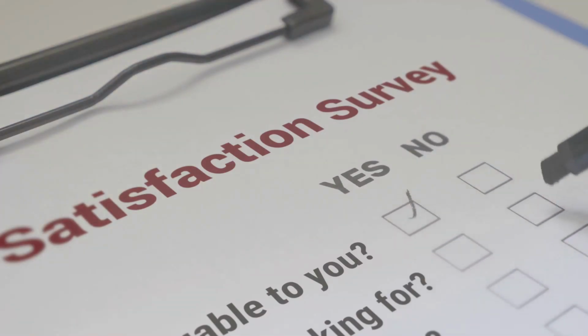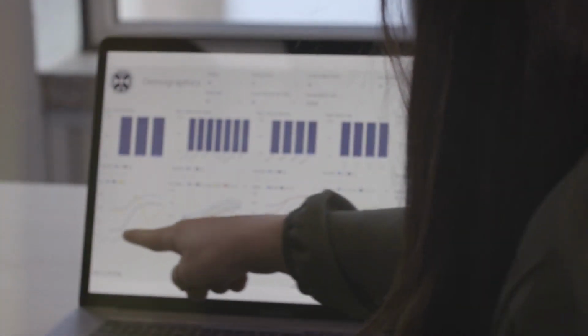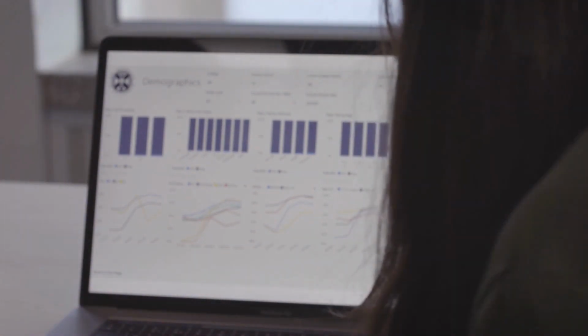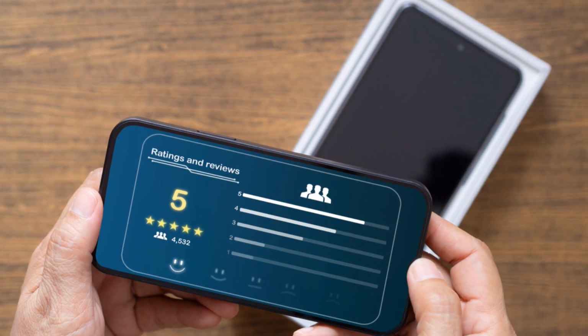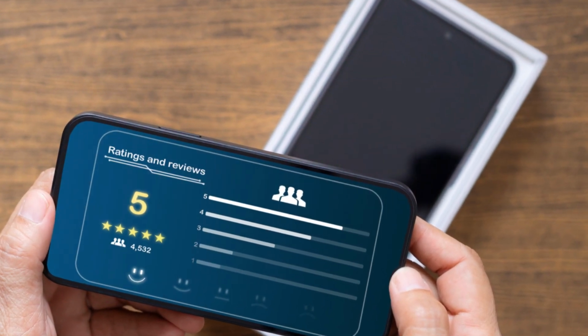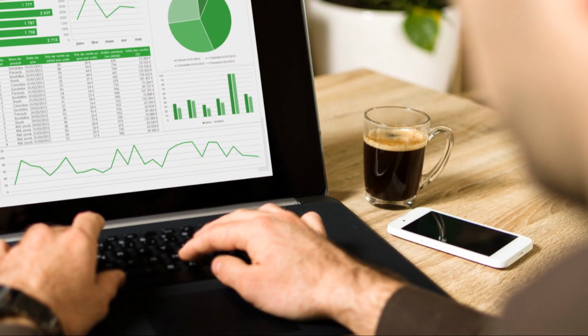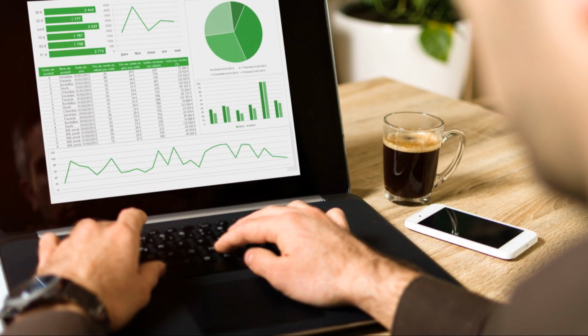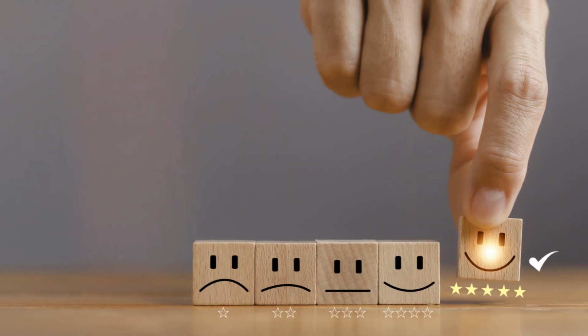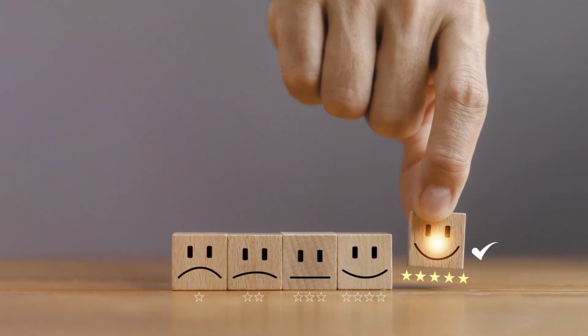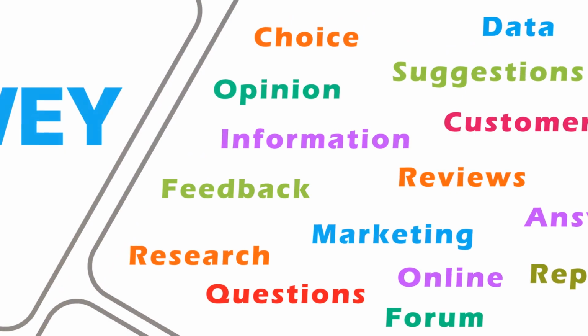Open-ended questions, on the other hand, allow respondents to answer in their own words, providing richer, more detailed information. This format is particularly useful for exploratory research, where you may not have a clear understanding of all possible responses or want to explore a topic in greater depth. While open-ended questions can provide valuable insights, they are more time-consuming to analyze, as responses need to be coded and categorized manually.